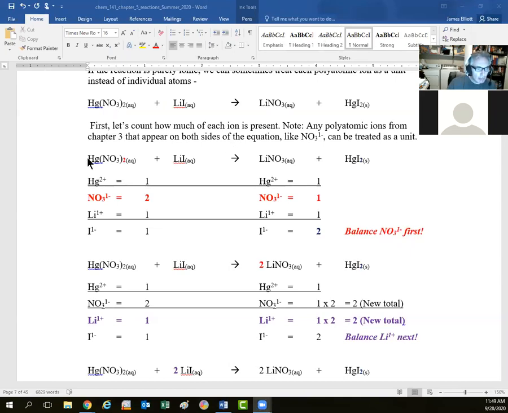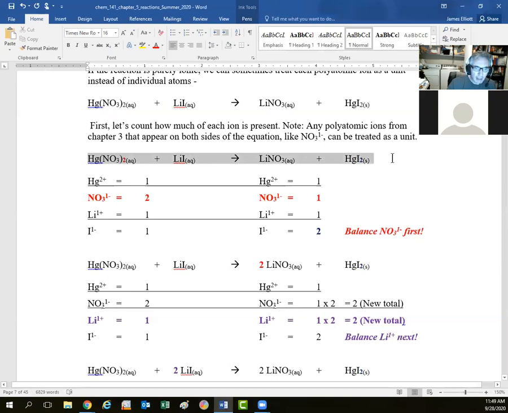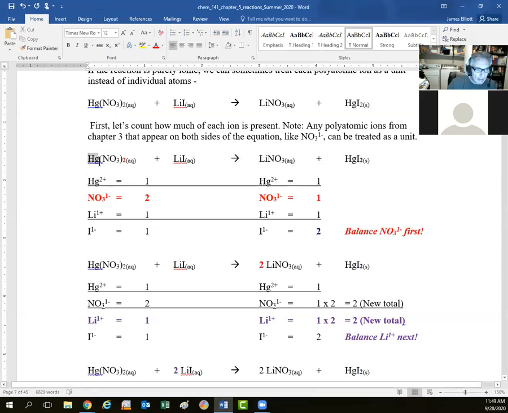So if we look at our equation here, we have got 1 ion of mercury on each side. We have got 2 nitrates on the left, but only 1 on the right. We have got 1 atom of lithium, or ion of lithium, on the left, and 1 on the right. 1 ion of iodide on the left, but 2 of them on the right. So it looks like there's 2 elements that we need to balance at this point.